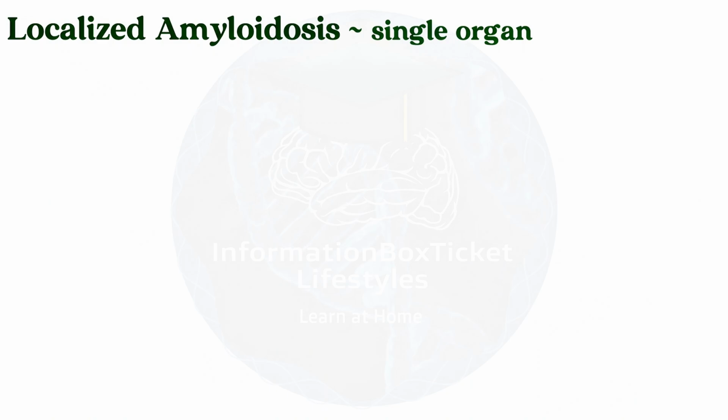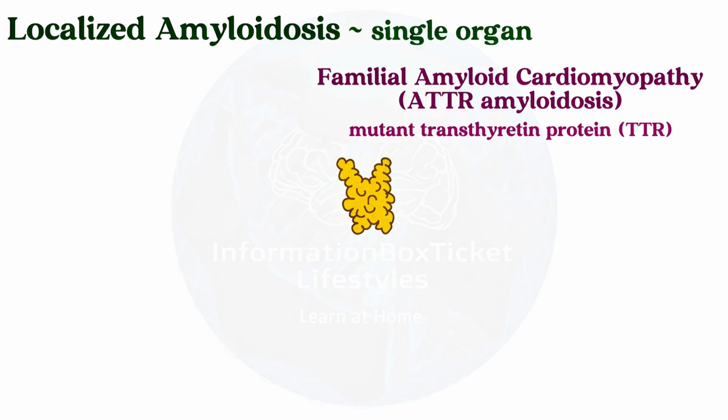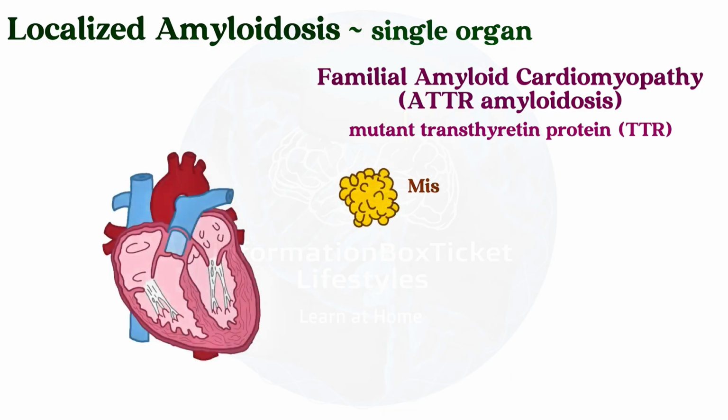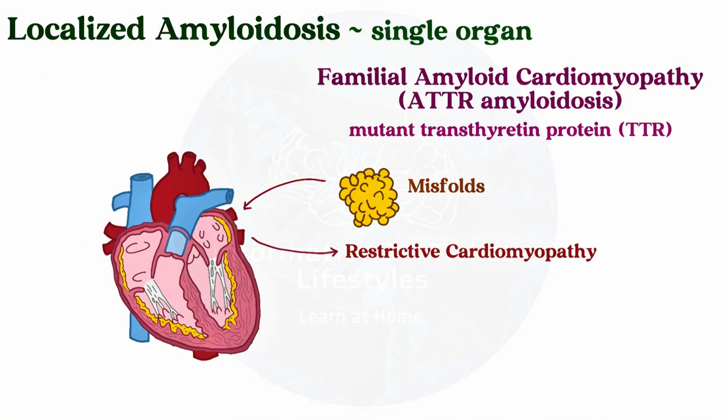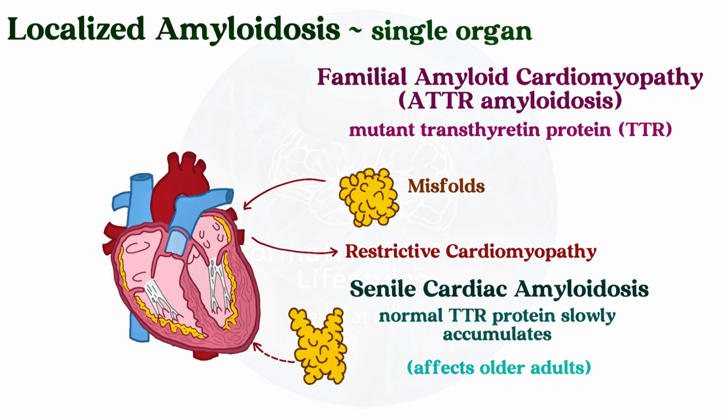Another example of localized amyloidosis is familial amyloid cardiomyopathy, also called ATTR amyloidosis. This is a genetic condition in which a mutant transthyretin protein, or TTR, misfolds and deposits within heart tissue, leading to restrictive cardiomyopathy. In contrast, senile cardiac amyloidosis occurs when normal TTR protein slowly accumulates in the heart over time. This process usually becomes clinically significant only after many years, so it primarily affects older adults.